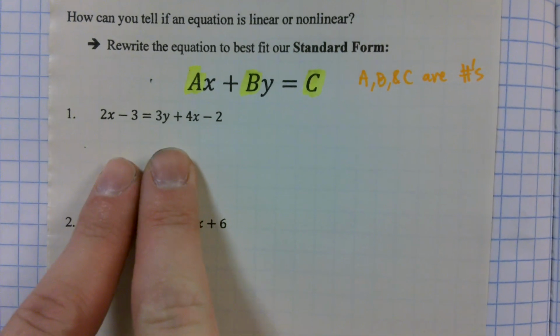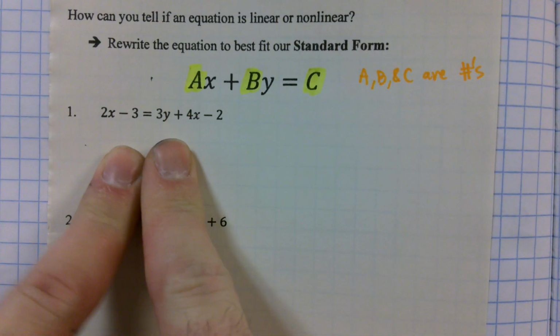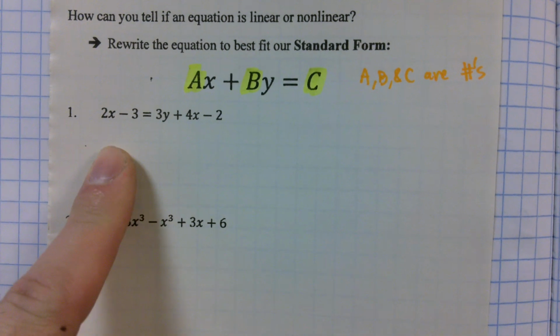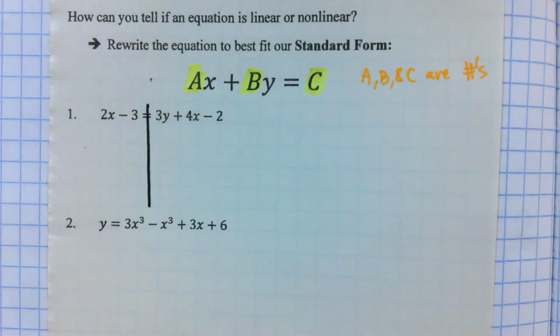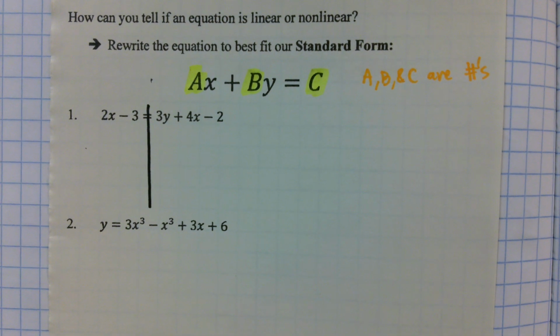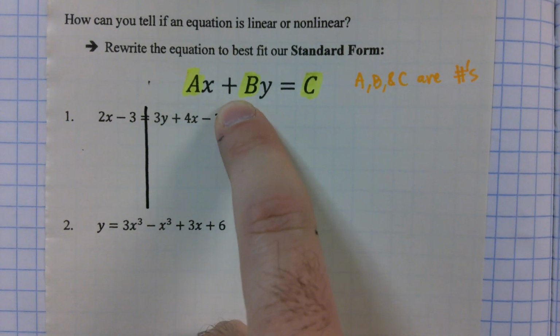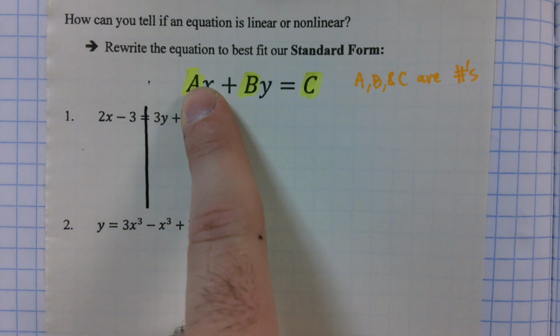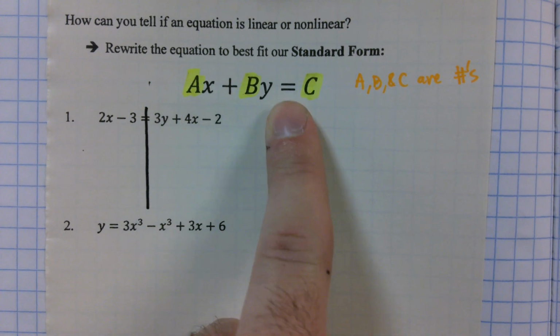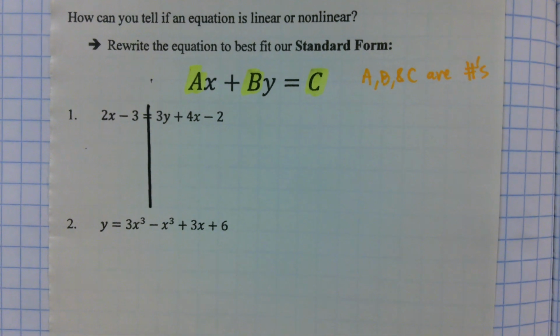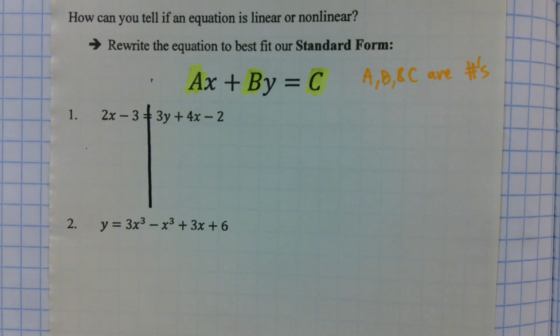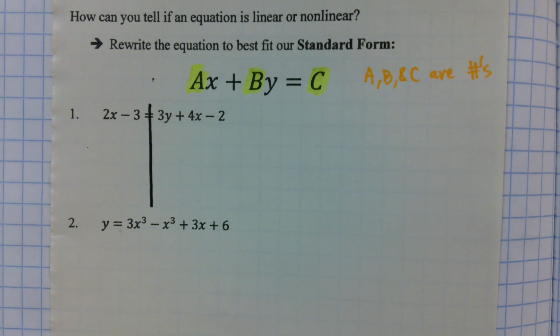So if we look at number 1, does that look like it's written in standard form? No. Luckily for us, we know how to solve equations. I'm going to split my equal sign. And what I want is this form right here. I want some number x plus some number y equals a constant. That's what I want. If I can put it in that form, we know that it's going to be linear. Okay? So what can I do here to kind of start that process?